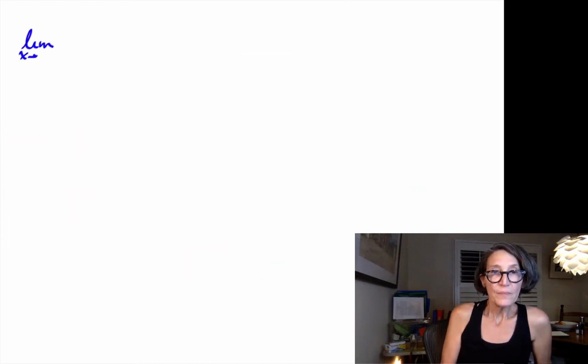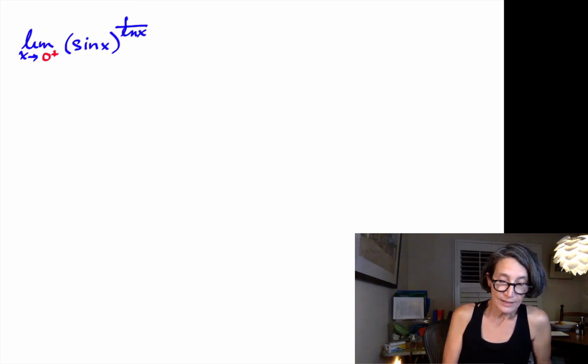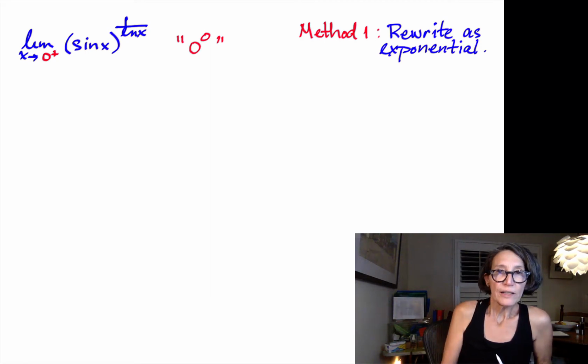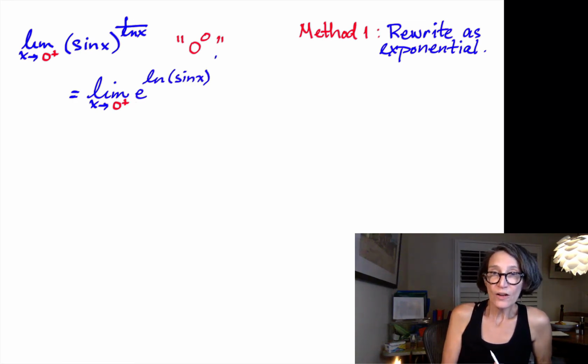Let's look at the limit as x approaches 0 from the right of sine of x to the 1 over natural log of x. So again, this one is a 0 to the 0. The method we're going to use on this one is to rewrite the function raised to another function as an exponential. And then we'll use properties of logarithms, and we'll work separately with the exponent and find the limit of the exponent. So I'll show you what I mean. So we're going to rewrite it as e raised to the natural log of sine of x to the 1 over natural log of x.